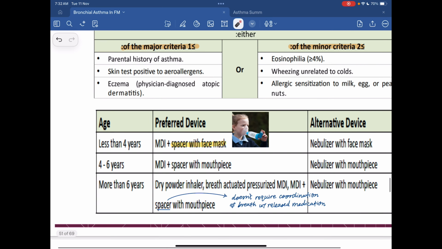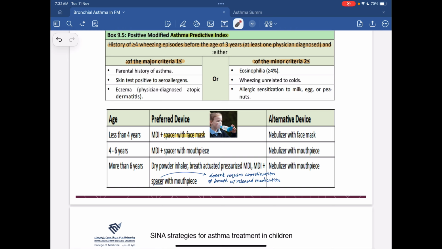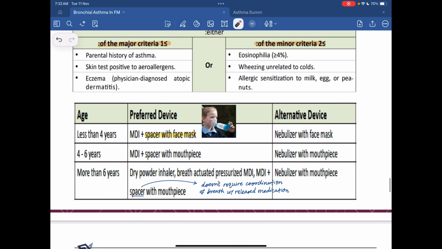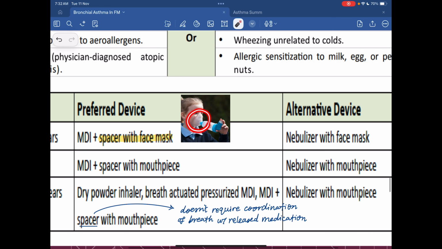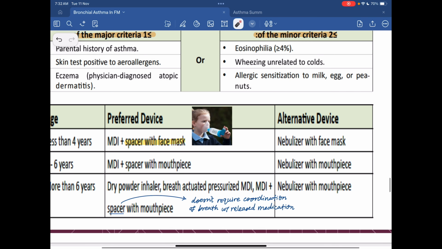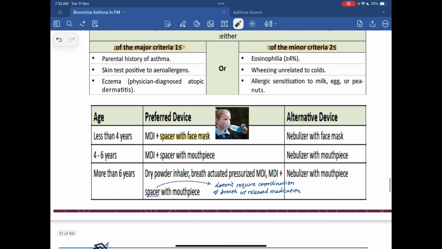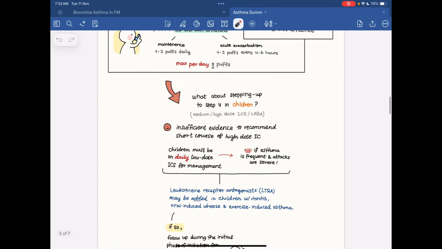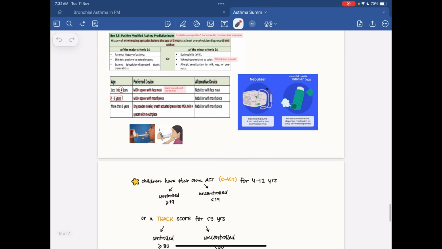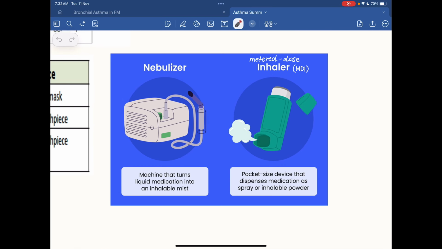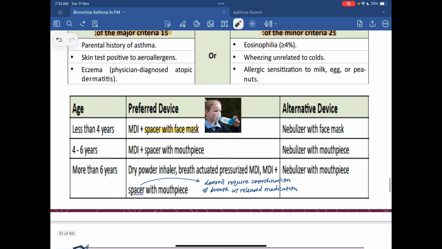طيب الحين إيش الجهاز نستخدمه لهم؟ إذا كان بيبي less than 4 صغير، نعطيه meter dose inhaler with a spacer and face mask. كذا شكله، ما هو زي الماوث بيس اللي يحتاج إنه يدخل فم ويكون في coordination، لا. alternative نعطيه nebulizer. إيش الفرق بينهم؟ هذا النبيلايزر الجهاز that turns liquid medication into inhalable mist، وهذا MDI الجهاز العادي اللي نعرفه. إذا ما كان يعرف MDI وكان صعب عليه نعطيه النبيلايزر عادي.